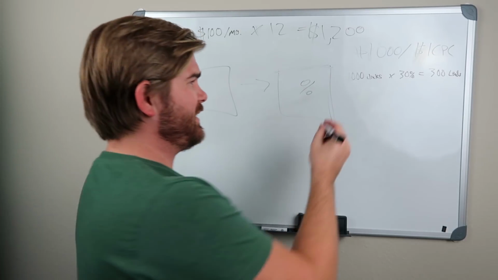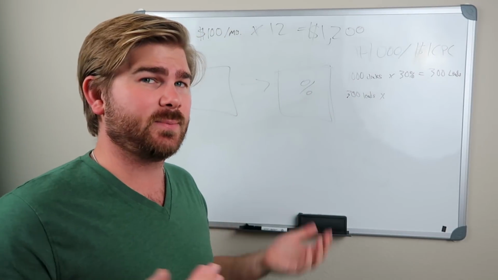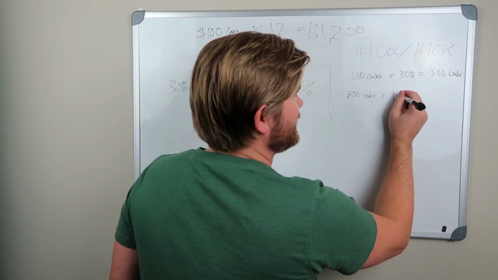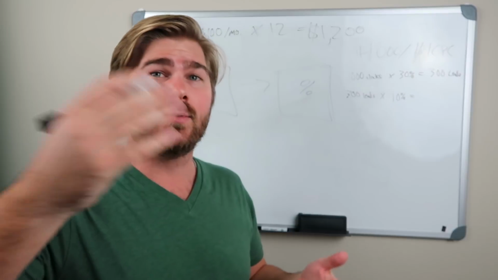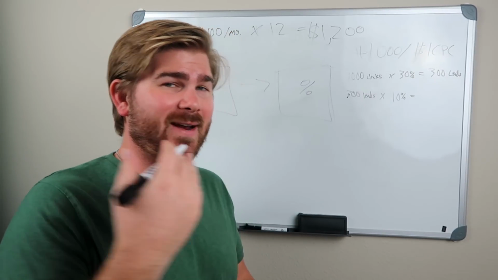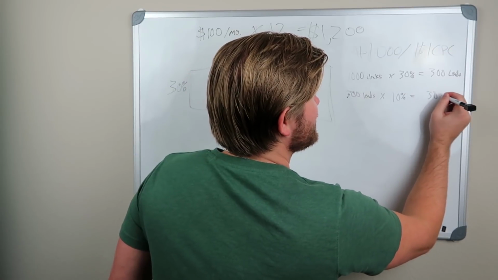And then 300 leads times whatever the percentage of your sales is for this particular thing. We're gonna use 10% because that's easy number-wise. Your thing might be 5, it might be 20, it might be 50. You do need to know these numbers so that you can understand how you can leverage paid advertising to grow. So this is gonna be what, 30 sales.